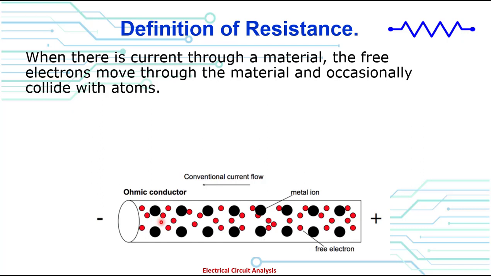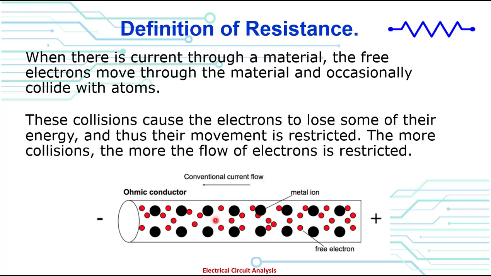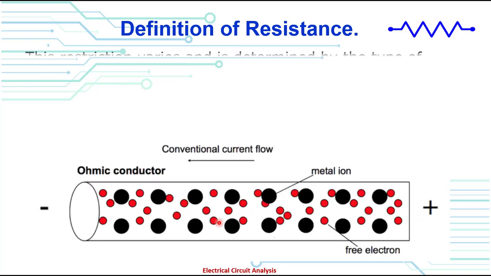You can see in this diagram, these red circles represent free electrons and these black circles represent fixed atoms in a conductor. So current is the flow of electrons. Occasionally, when there is a flow of electrons, these electrons collide with the atoms. These collisions cause loss of energy in the electrons. Hence, it restricts the flow of electrons.